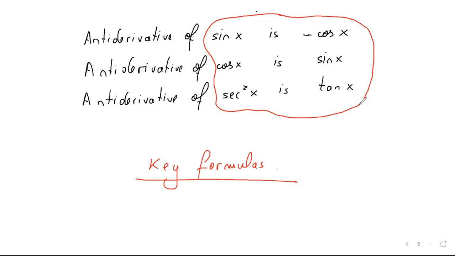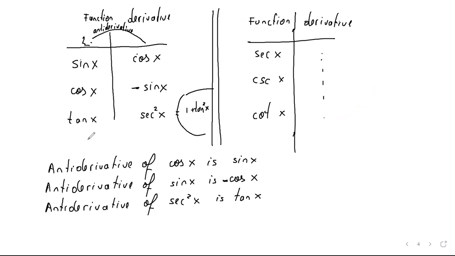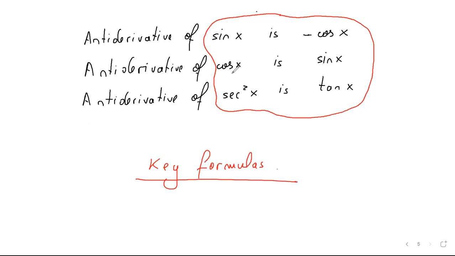So over here we really don't have the exact correspondent of this table. See here you have derivatives of sine, cosine, and tangent. Over here you don't have an antiderivative of tangent. You have the derivative and the antiderivative of sine, cosine, and secant squared. So these are the key derivatives that we learn for trigonometry in calculus 1.